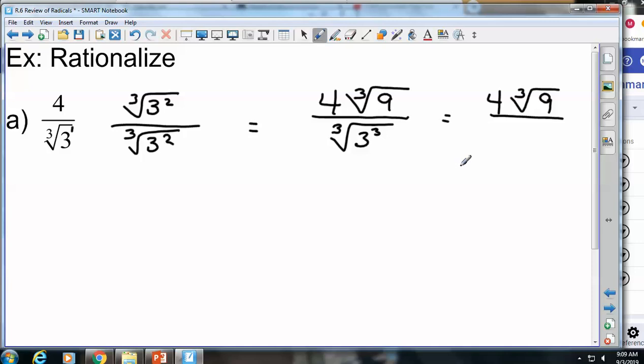What's the cube root of 3 to the third? Or the cube root of 27? 3. It's like saying you have 3 3s, so how many groups of 3 can you make? 1. Okay. That's one way of thinking about it. I'm going to do a second one, and I'm going to show you another way of thinking about it. So you can kind of pick what you like.